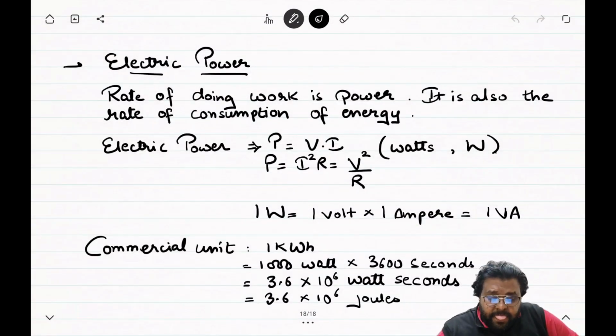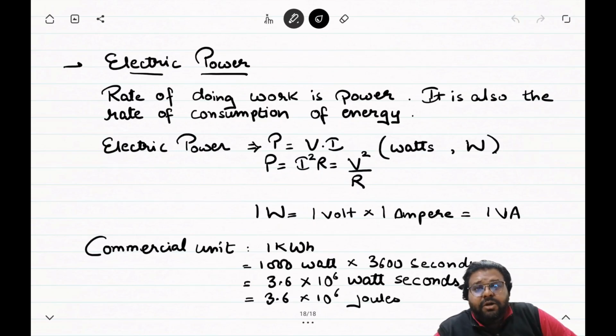Now electric power: the rate of doing work is power. That means electric power is V into I, that is I square R or V square by R. As per the given data and the scheme of the connection, we'll use the appropriate formula. So 1 watt of power is equal to 1 volt into 1 ampere, that means 1 VA. Again, you can define 1 watt of power: when 1 volt of potential difference is applied across the conductor and a current of 1 ampere flows through it, then the power is said to be 1 watt.